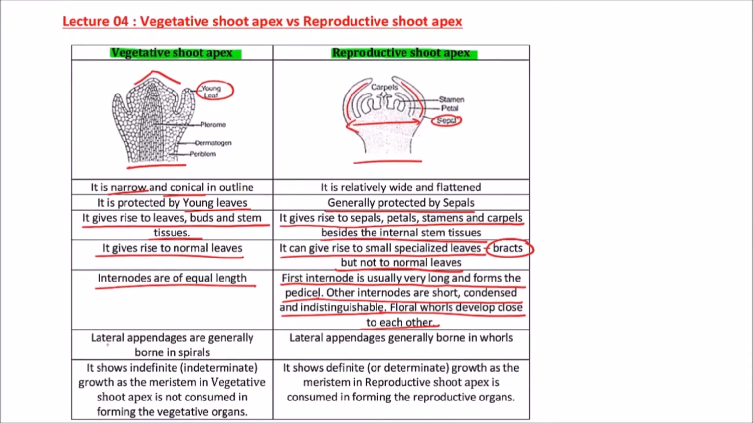Next, lateral appendages are generally borne in spirals like leaves, while here the lateral appendages are generally borne in whorls. The floral parts are borne in whorls.